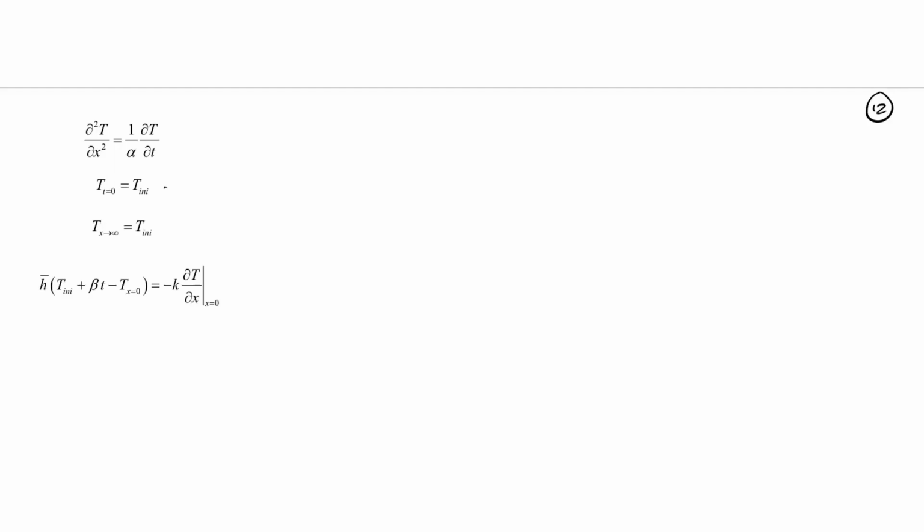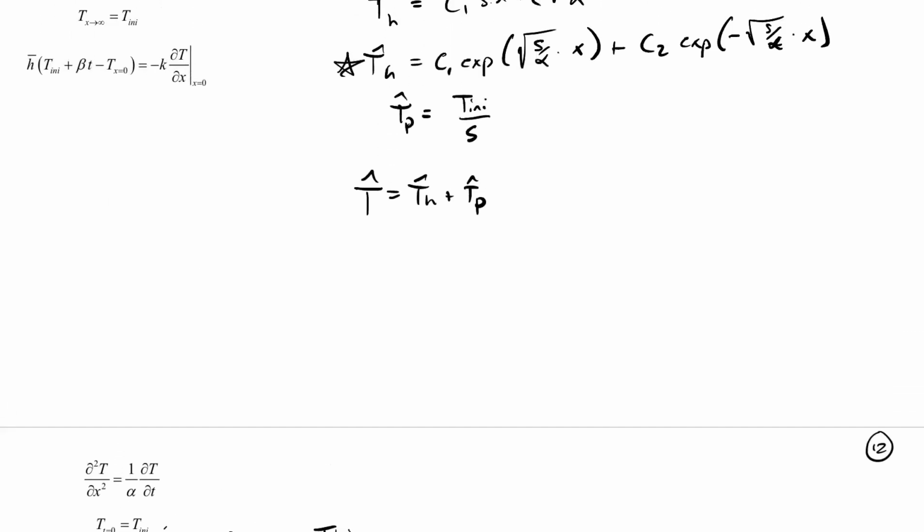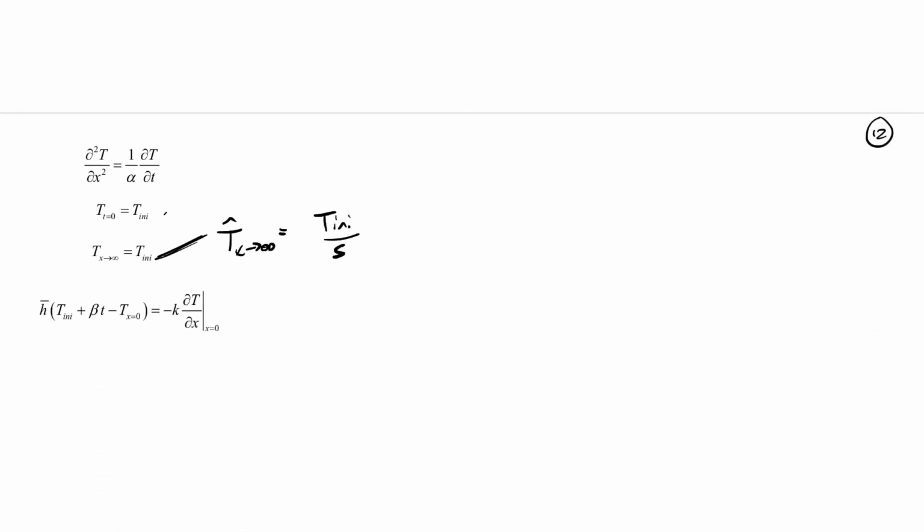Okay, so let's start here by taking this one here, right? The first space one. So if you do the transform, it becomes T hat as X goes to infinity is equal to T initial over S. Right? Okay, and then we have to substitute that back into the solution that we came up with up here, right? This solution.